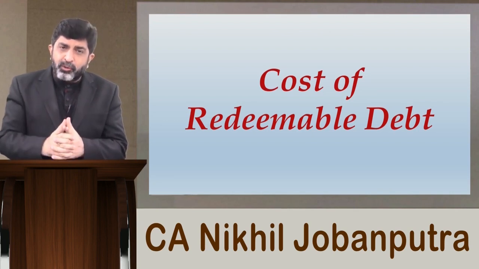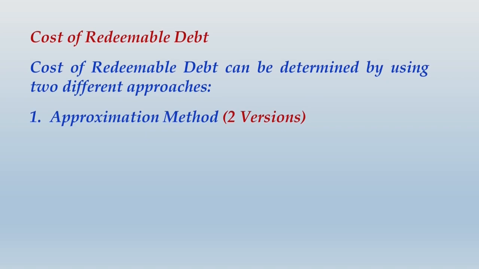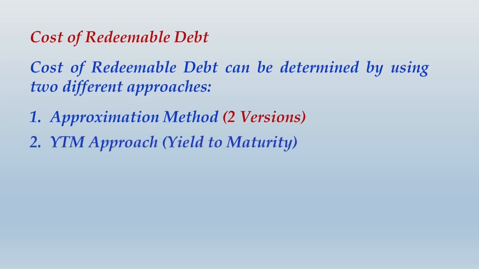So under the heading cost of redeemable debt, please write: cost of redeemable debt can be determined by using two different approaches. Number one, approximation method. Within brackets you write two versions. There are two different versions of that approximation method. And number two, YTM approach. YTM stands for yield to maturity. Let us move ahead and write further the approximation method.